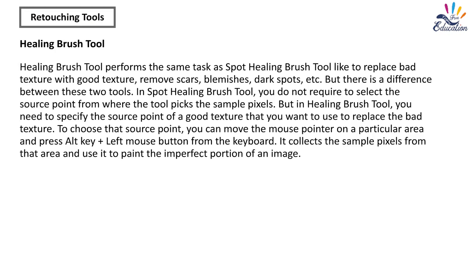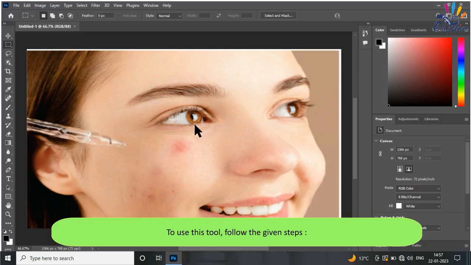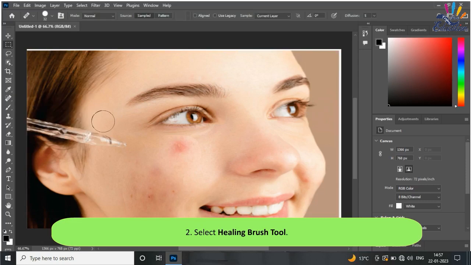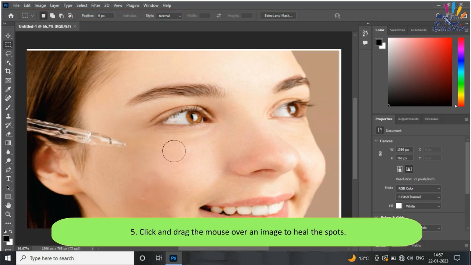To choose that source point, you can move the mouse pointer onto a particular area and press the Alt key plus the left mouse button from the keyboard. It collects the sample pixels from that area and uses them to paint the imperfect portion of an image. To use this tool, follow the given steps. Place an image on a canvas. Select Healing Brush Tool. Change the brush size to 32 from the Options bar. Press Alt plus left mouse button to pick a color from the image. Click and drag the mouse over an image to heal the spots.